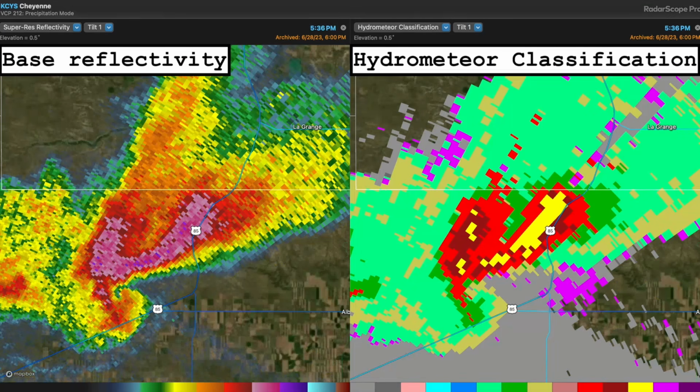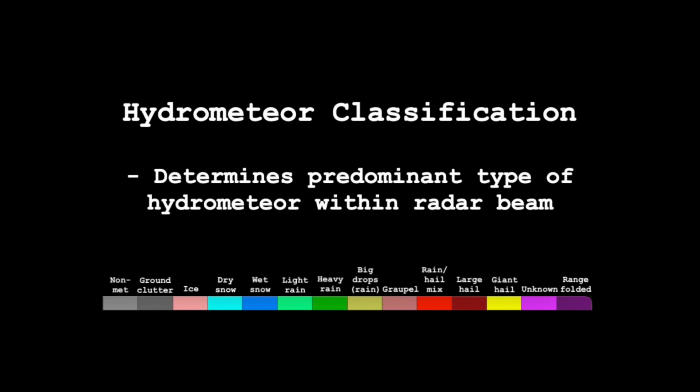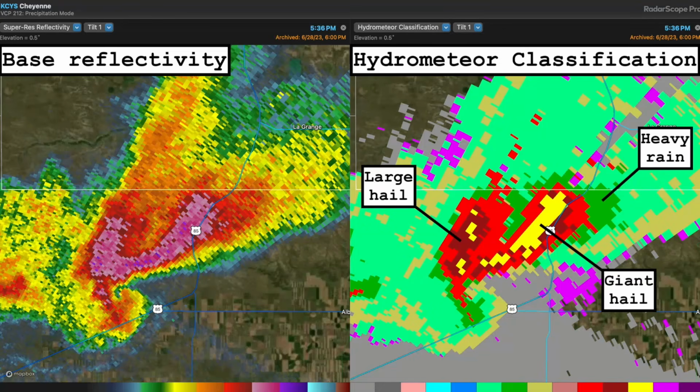Let's now move on to some algorithms you may find useful when chasing, the first of which is called the Hydrometeor Classification Algorithm. This product uses a multitude of other radar products in an attempt to determine the predominant type of target, or hydrometeor, within the radar beam. The range of outputs runs the gamut from non-meteorological targets, such as birds or insects, to snow, rain, and hail, the latter two further separated by size or intensity. Hydrometeor classification can be a bit of a cheat code to identify precipitation type.